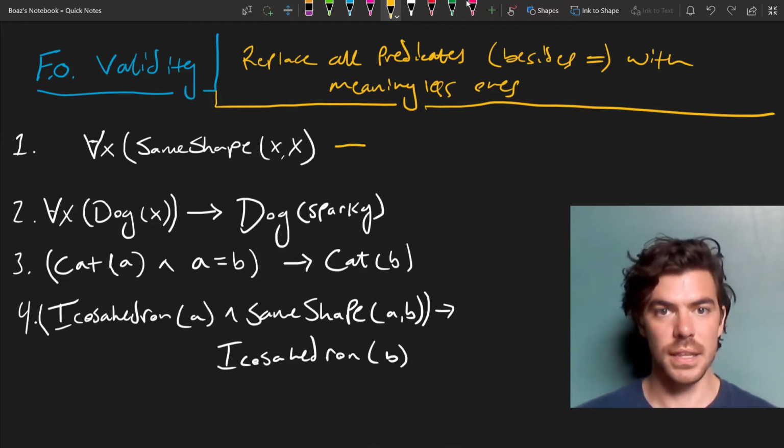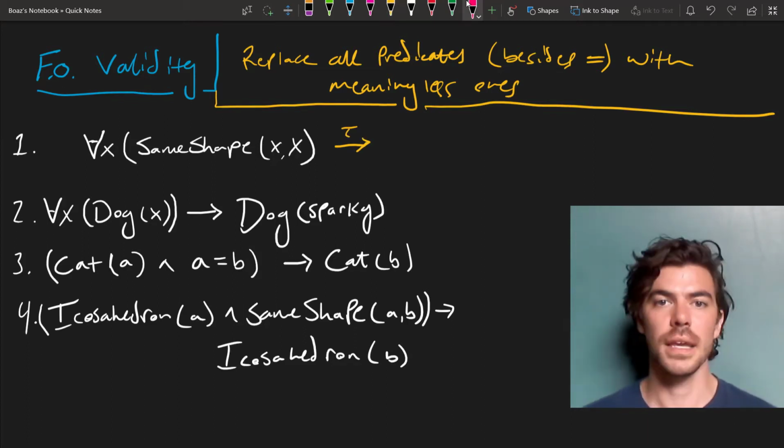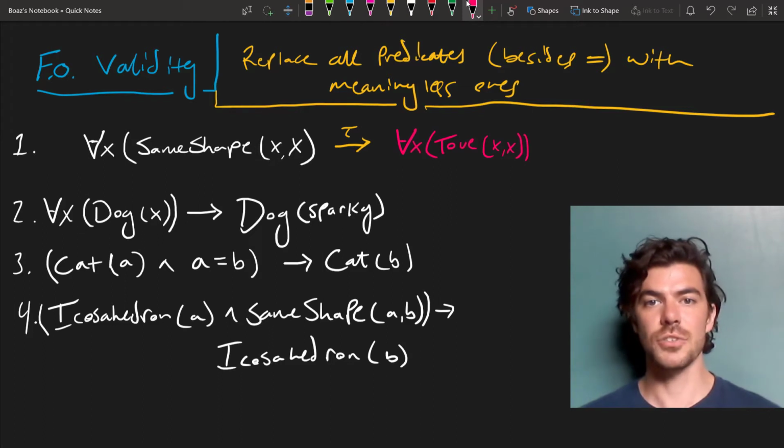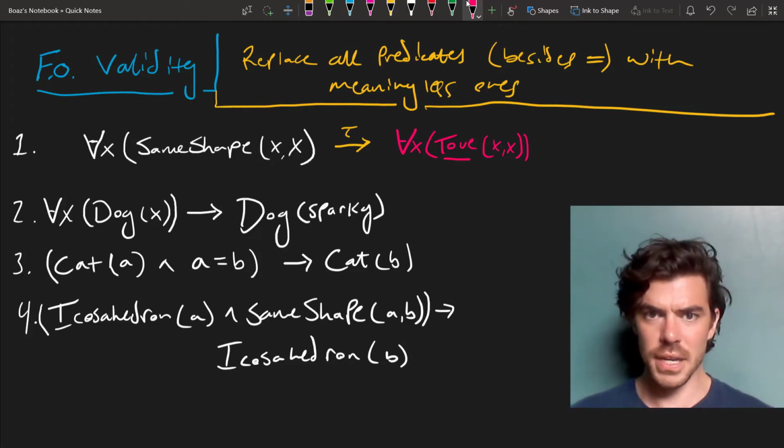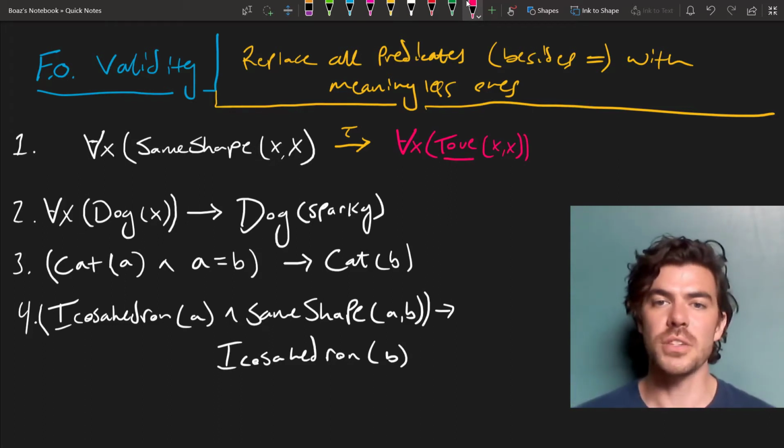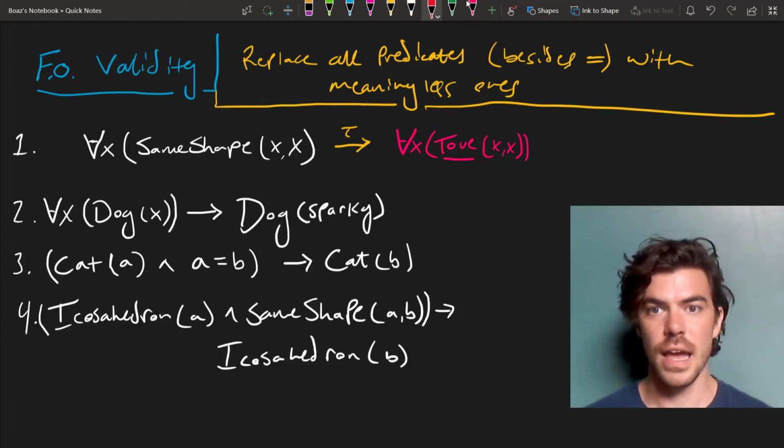So we make this into a translation. I'm going to just make this little arrow with a T over it to be our translation into every X toves itself. Again, this predicate tove is meaningless. Well, that's by no means obvious that everything should bear this tove relation to itself. So this is not FO valid.